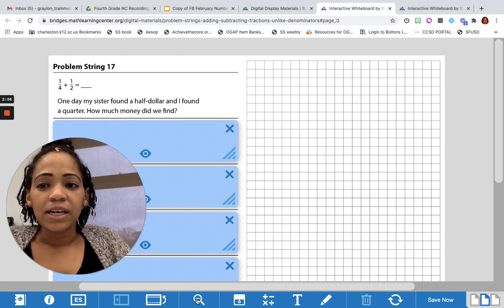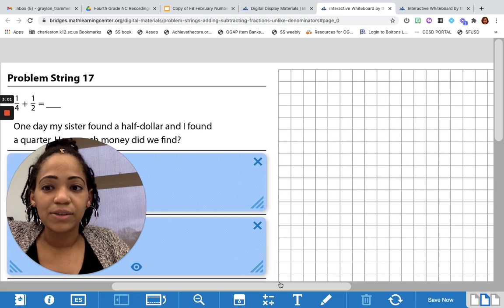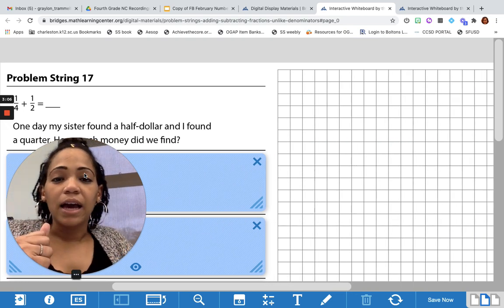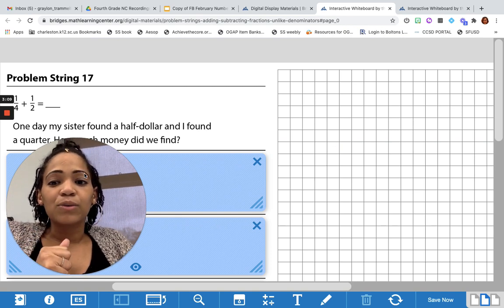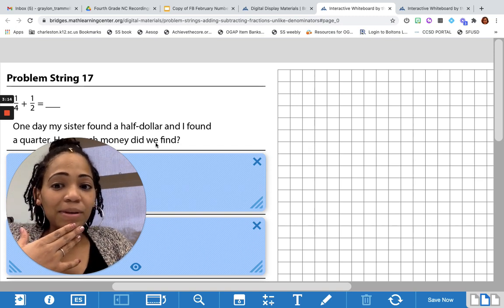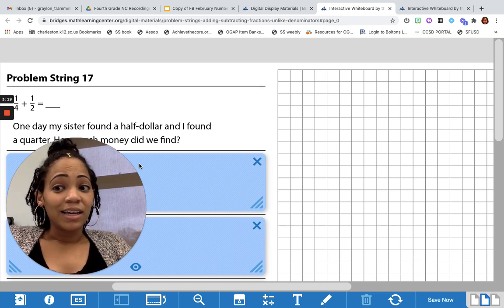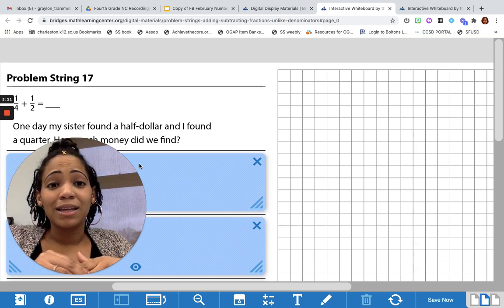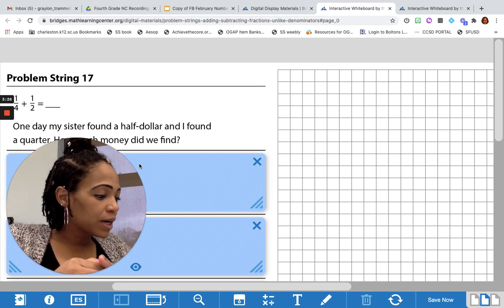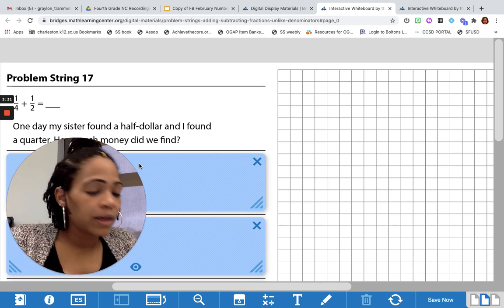So here we go. Very first one is 1/4 plus 1/2. And so earlier we talked about 1/4, we talked about a half. It says one day you found half of a dollar, and then you found a quarter. How much money did you find? So if you see 1/4 plus 1/2, maybe it doesn't have this context written around it. You can always give it a context. And with fourths and halves, it's really easy to think about money because it just makes it so much easier to solve.